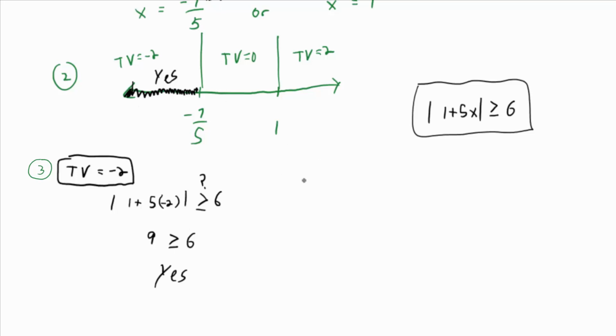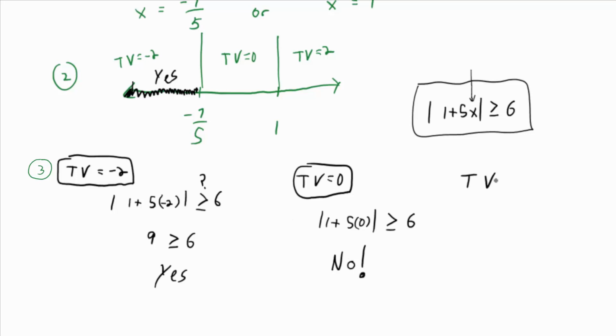What about a test value of 0? Is that going to satisfy it? So again, all I'm doing, guys, is plugging in 0 for x. I end up with 1 plus 5 times 0, which is 0, so 1 plus 0. Is that going to be true? Is 1 plus 5 times 0 greater than or equal to 6? No. 1 is not greater than or equal to 6. No! How dare you even say such a thing? Okay. So don't shade here.